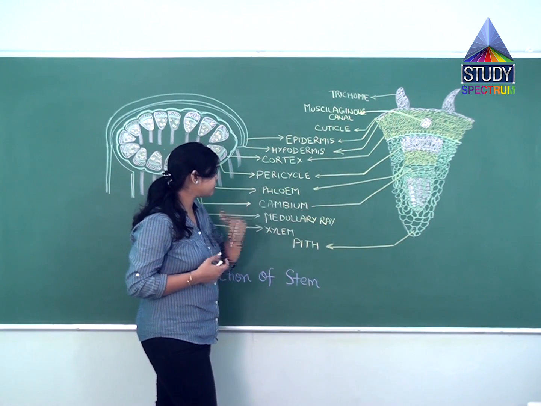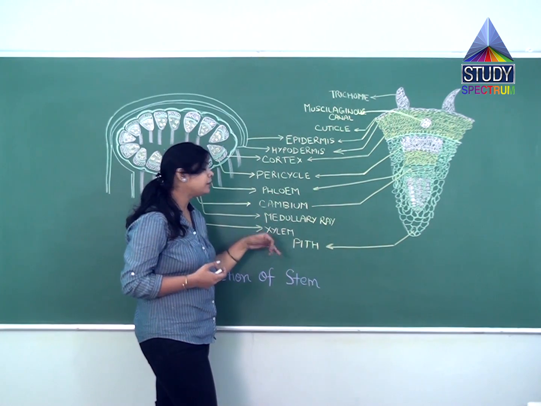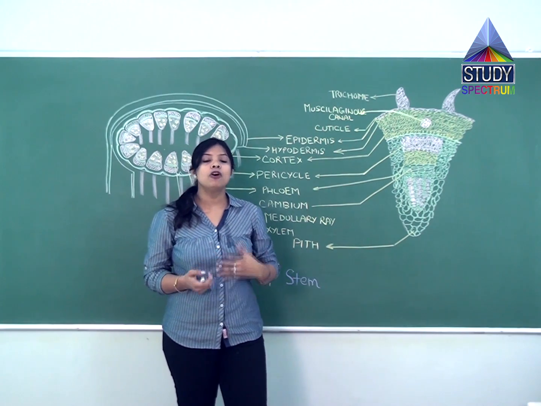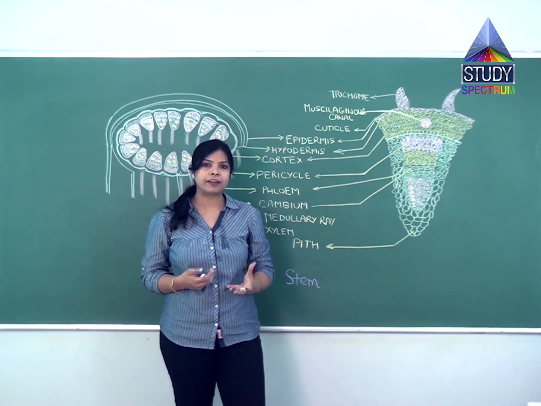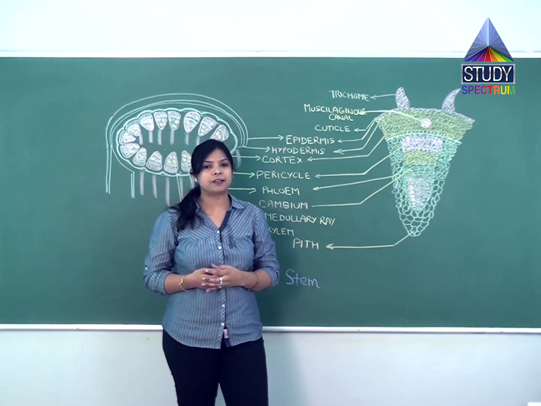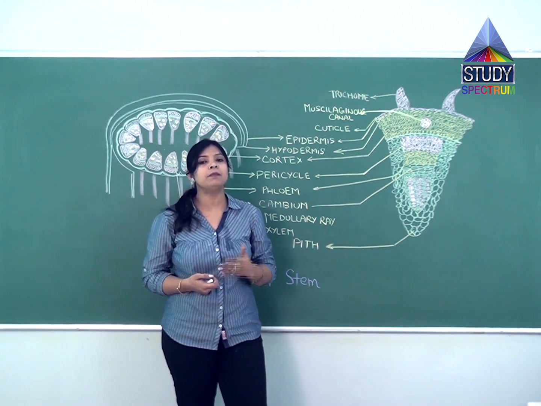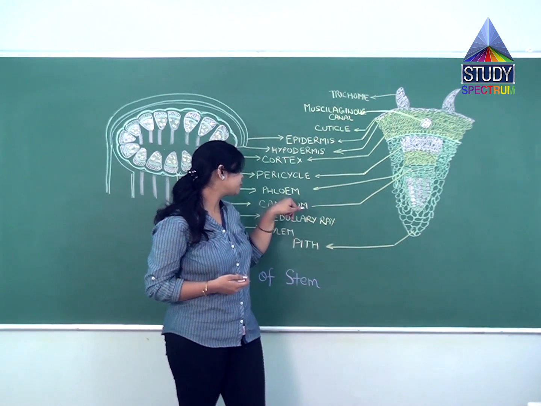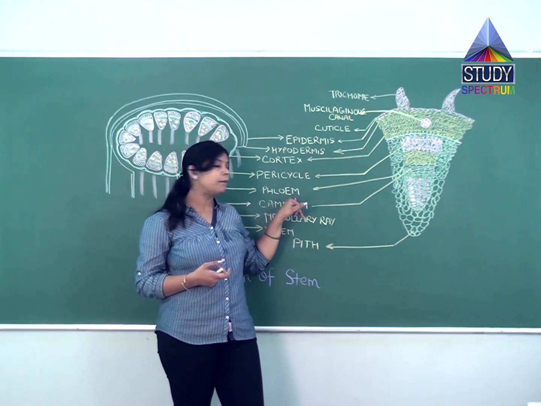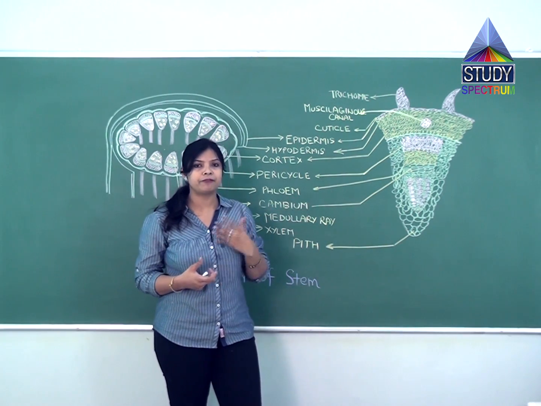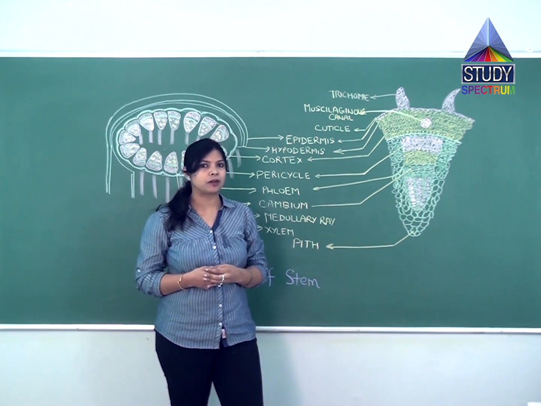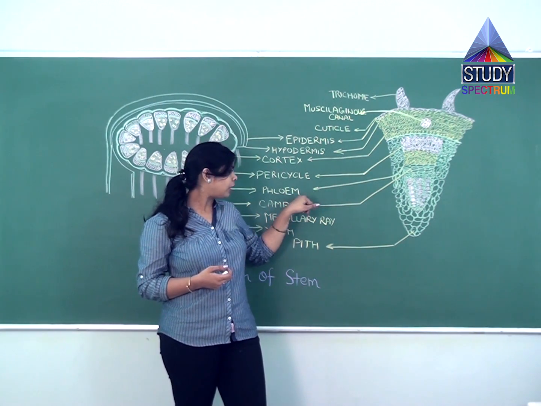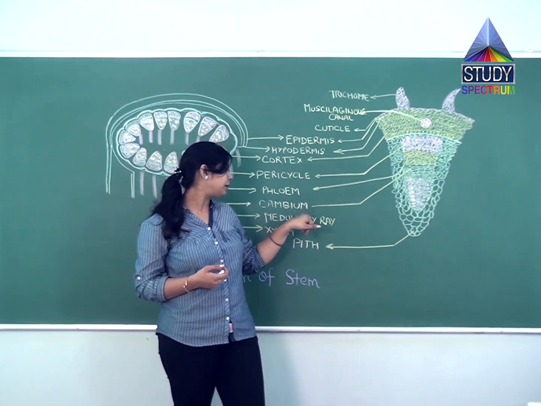Phloem and xylem are the conducting tissues which help in the transportation of water and minerals. Xylem helps in the transportation of water and minerals from the roots to all parts of the plant, whereas phloem are complex permanent tissues made up of different types of cells. They help to conduct food from the leaves to all parts of the plant.